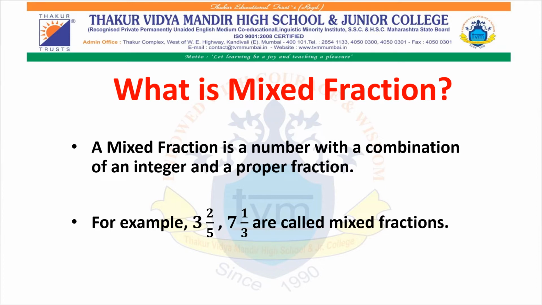Now for better understanding, I have given an example over here. You can see the example. For example, 3, 2 upon 5. Now here in this number, 3 is the integer, and 2 is the numerator which is smaller than the denominator. So 2 upon 5 is a proper fraction. So 3, 2 upon 5 together is called a mixed fraction. Now here 7, 1 upon 3. 7 is an integer, 1 is smaller than 3. So 1 upon 3 is a proper fraction. So they are called mixed fractions.